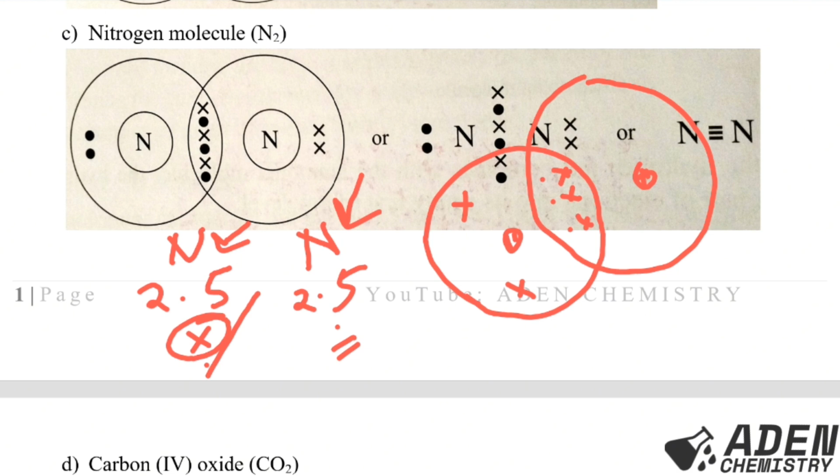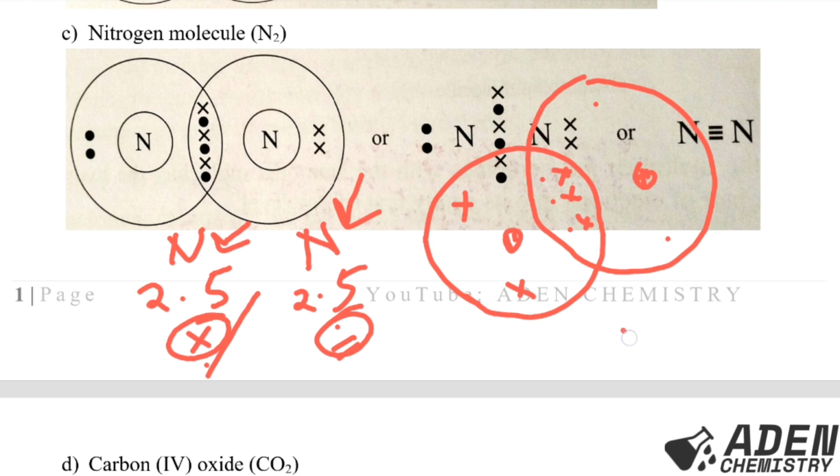So check again the second nitrogen, it's having 5 dots. When we check 1, 2, 3, it has only 3 dots in the shared part. So it needs 2 more dots, like that. So when we confirm, it's having 1, 2, 3, 4, 5 dots plus the 3 crosses that it has gained from the other nitrogen. So this is how we are going to draw the nitrogen molecule.